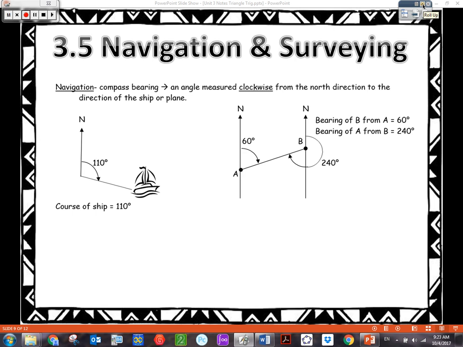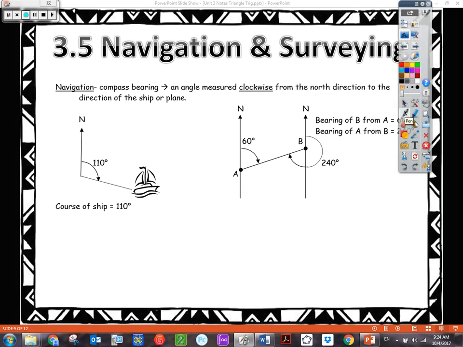So let's look. We have this particular thing right here. Notice that it's 110 degrees. That's the course. This is measured from a north line. It's measured clockwise. So we go to the north line and we rotate clockwise until we hit the course, or the path of the ship. And that measurement in this situation is 110 degrees. So that's how we do measurements with navigation: we're measuring from the north line. We really ignore the fact that there even is an x-axis and the proper way. We don't even do that.